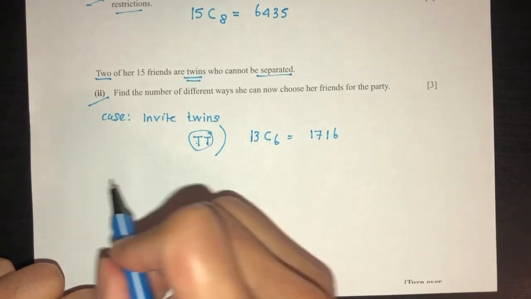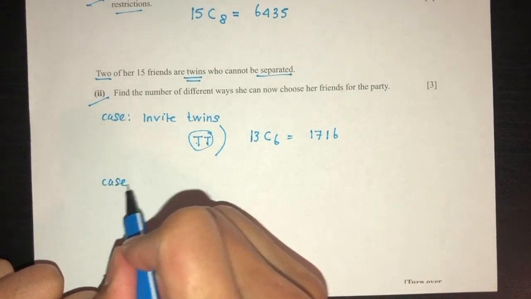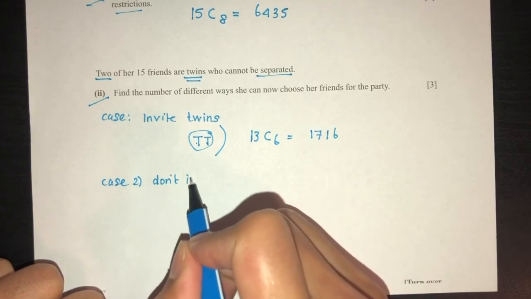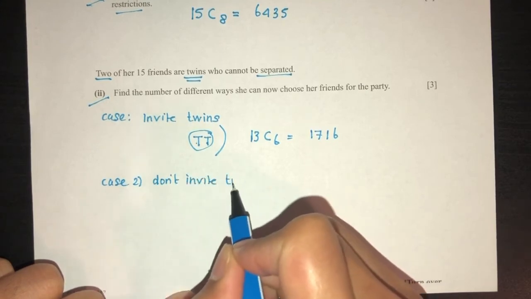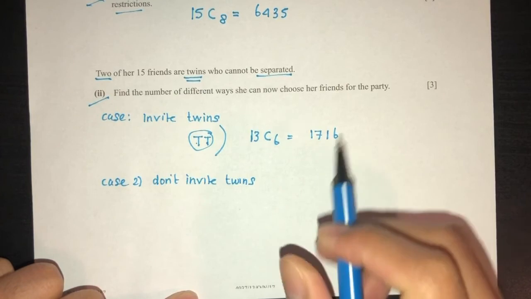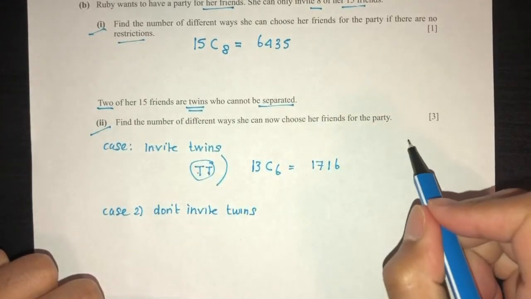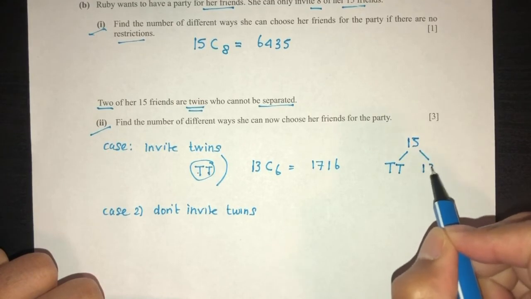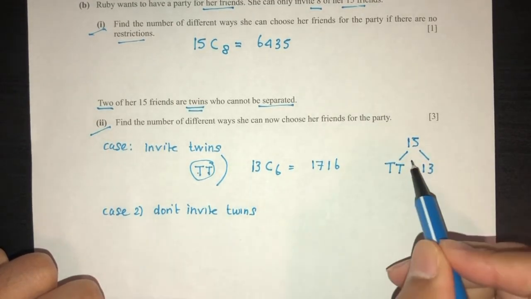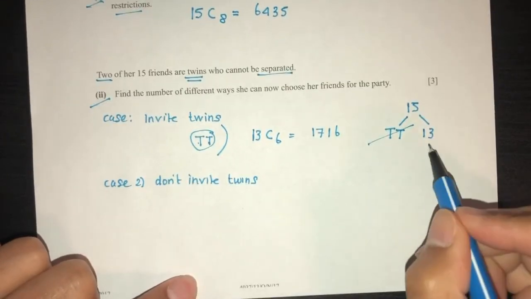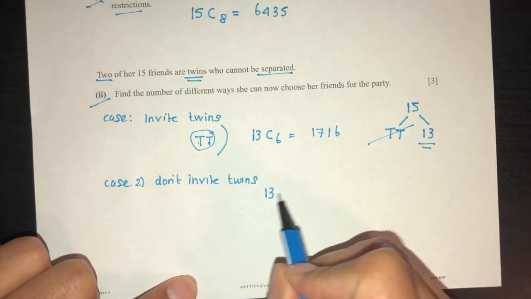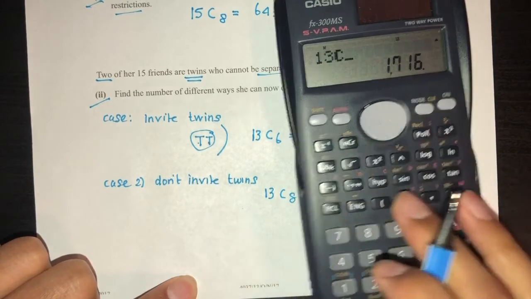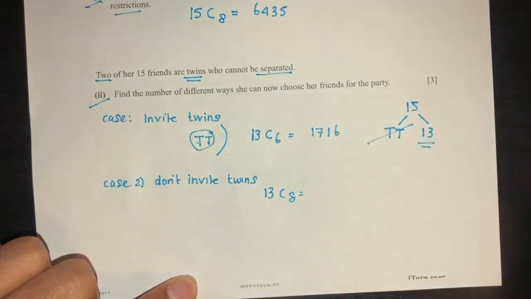Now case number 2, we don't invite the twins. So basically, your friends are 15 people, we have the twins, and we have 13 remaining. For this case, we just don't invite them, and from the 13 remaining, we have to invite 8 friends. That will be 13 choose 8. That will be 1,287.